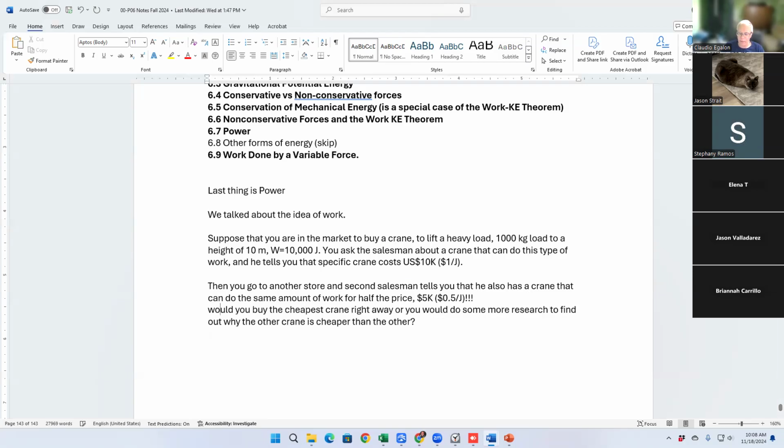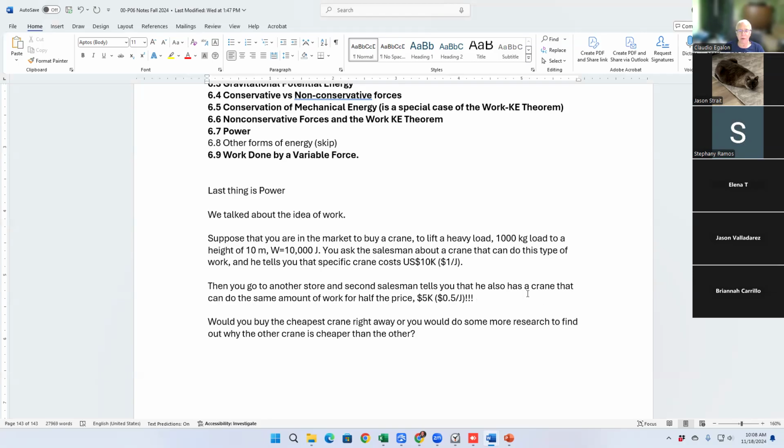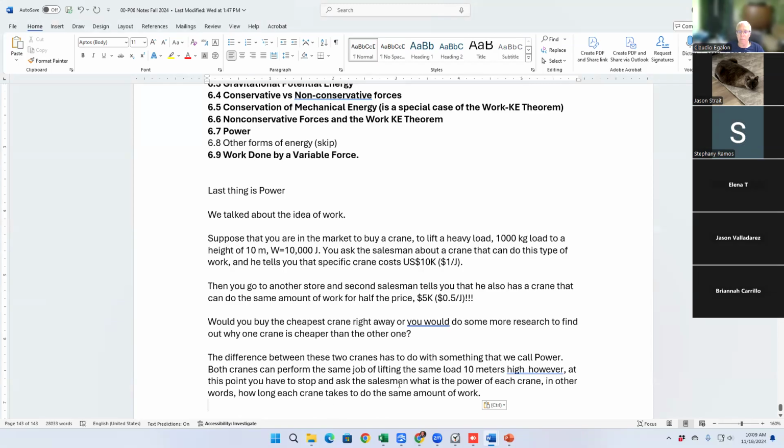So the question is, would you buy the cheapest crane right away? Or do you do some more research to find out why one crane is cheaper than the other one? Most likely, the difference between those cranes has to do not with the amount of work that each crane can do, but with their power. Okay, most likely. That's why one is more expensive than the other.